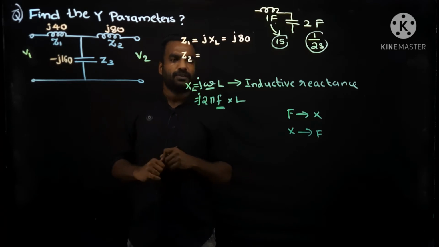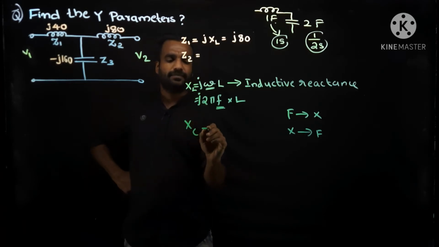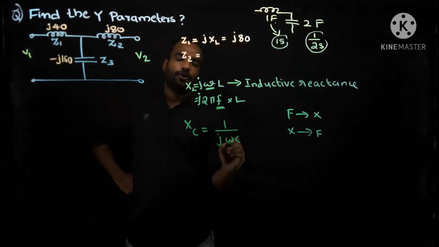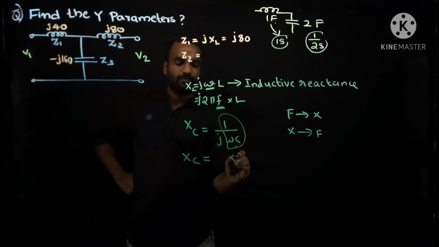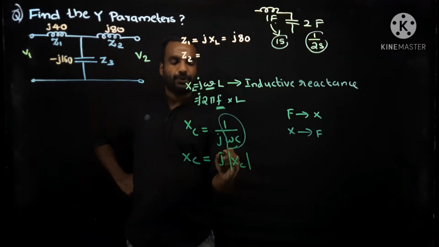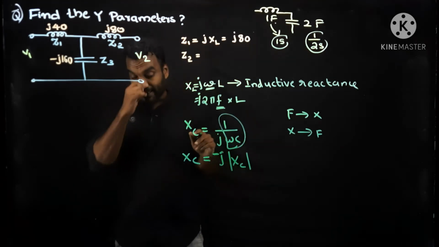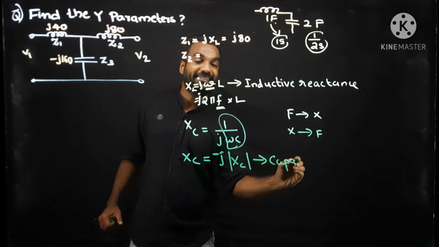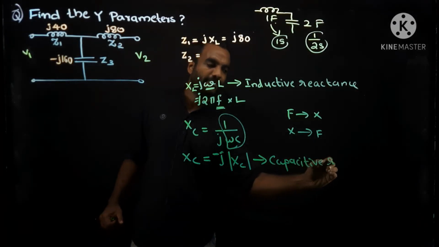One more thing, what is XC? 1 by j omega C. What is omega? Omega is 2 pi f. So generally this XC, 1 by omega C, will give some magnitude, and the j is taken to the numerator, so that it becomes negative j. If a reactance has negative j with it, you can understand it is a capacitive reactance.